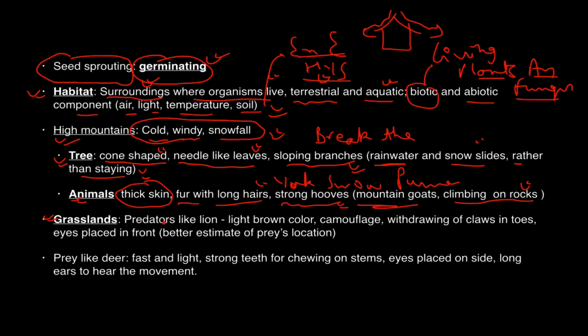Now in grasslands there are predators and prey, so they have different adaptations. For example, predators like lions are light brown in color. So prey are also more or less light brown in color, so they can hide easily. Camouflage is the term which means hiding with the environment. The most characteristic example is the chameleon, because it changes its color to hide with the environment. So this is called camouflage.